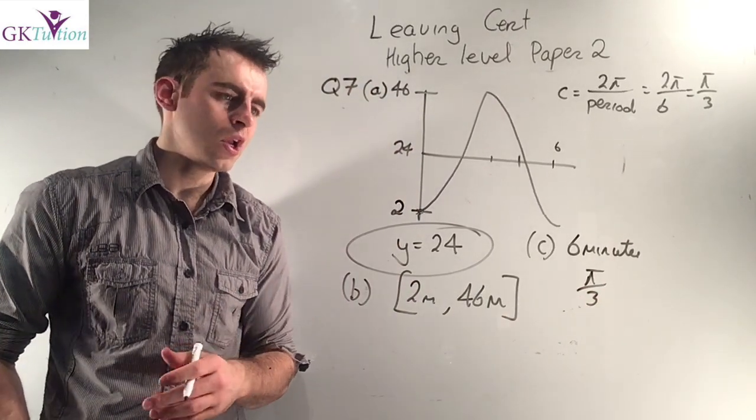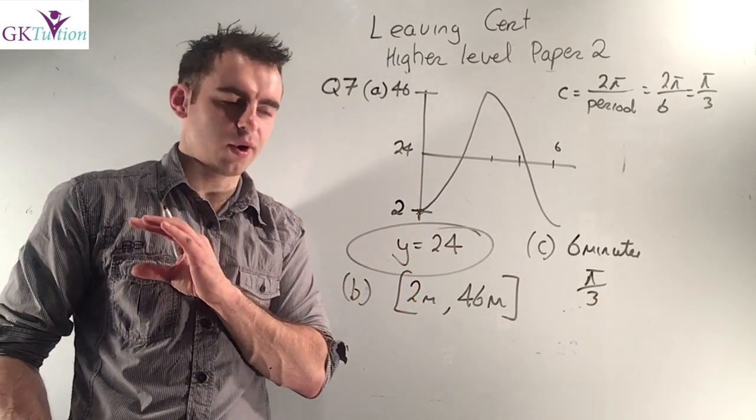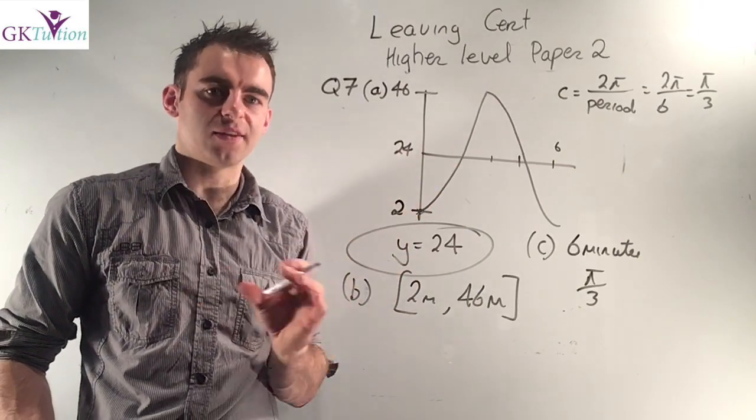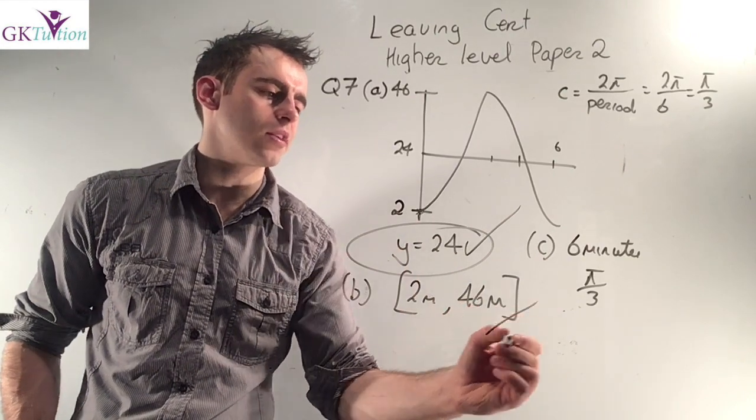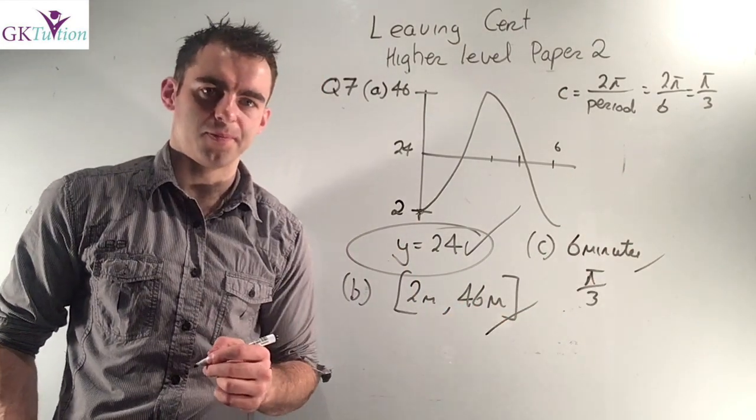So just notice there, the first 3 parts of that question were a breeze once we had this. The first 3 parts were very straightforward. 5 marks are going for that bit, 5 marks for that bit, 5 marks for that bit.